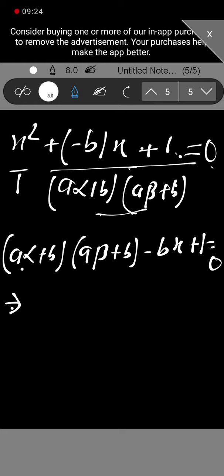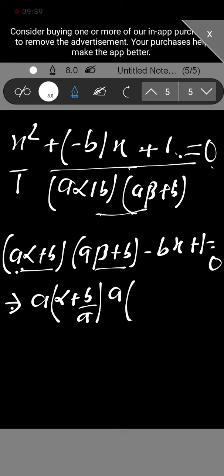Just multiply them. What we get? a square times a. Either you can take this in this way, or you can take a common from this term. When you take a common from the first part, we get alpha times (b by a). Taking a common again from here, we get beta times (b plus a). This time I'm just calculating these two values, then I will put the value of this.